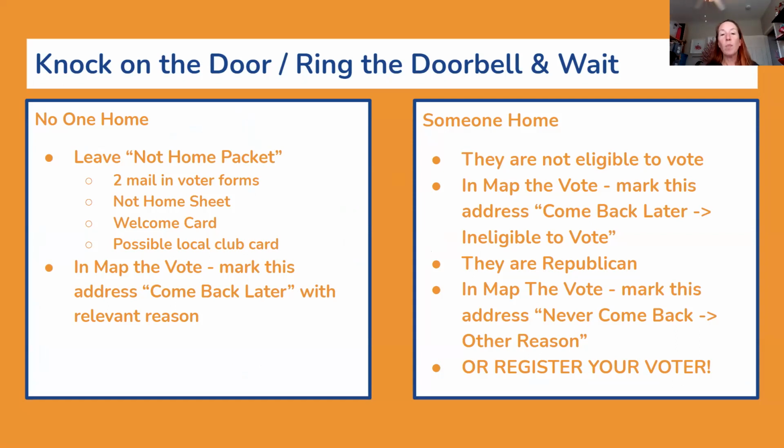So when you knock on the door, ring the doorbell, we're going to ask you to wait between 30 seconds to a minute for the people who are there to come and answer the door. If you've rung the doorbell, you've waited your minute and nobody is there, we will have not home packets for you in your volunteer pack. The not home packet is going to be two of the white mail-in voter registration forms, and a sheet, I'm calling it the not home sheet. What it is is instructions of who we are, why we're here, and how they can check their voter registration and register to vote.